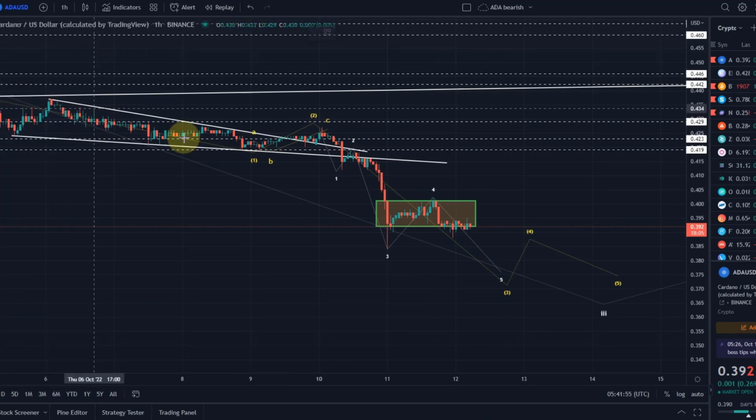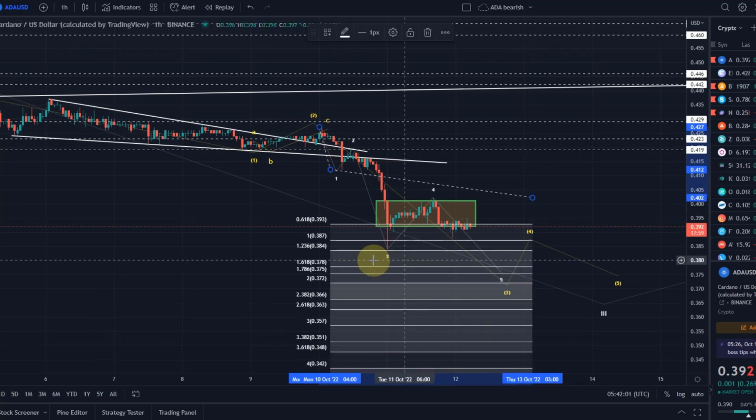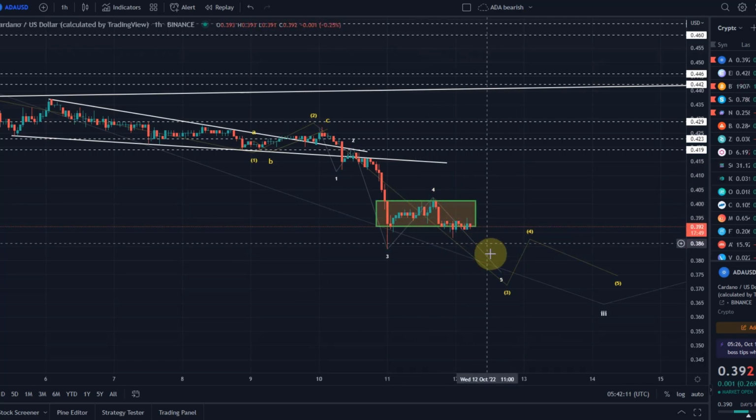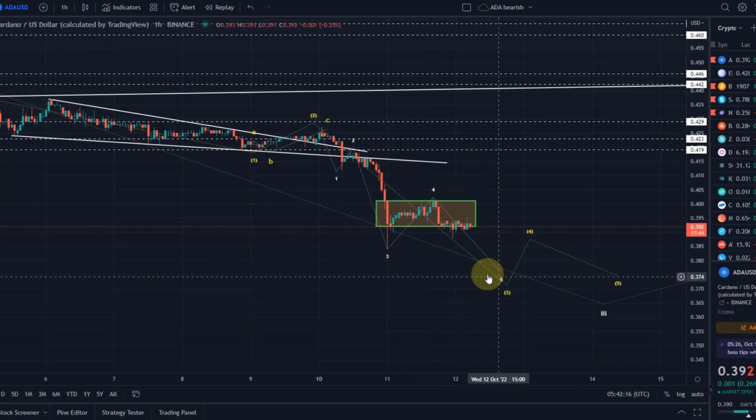Just to highlight that, a possible target for the 5th wave here in white would be the 1.618 extension at 37.8 cents. Maybe we go a bit lower, but this is sort of my first call, 37.8 cents. Now, are we heading down? Well, this could very well be just a wave 1 and 2 already off the 5th wave.